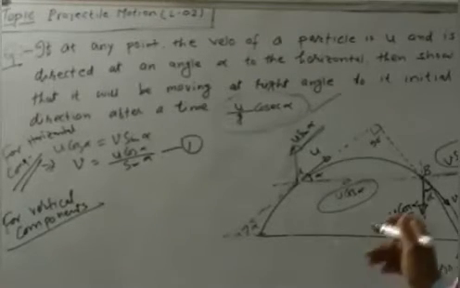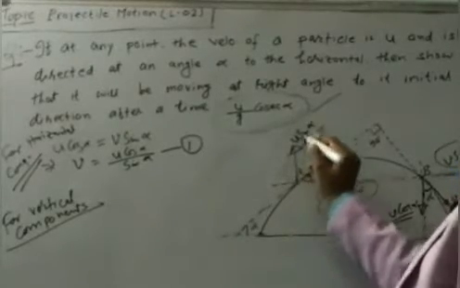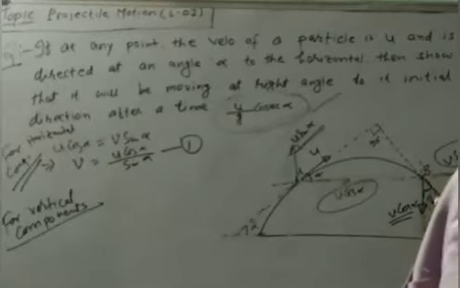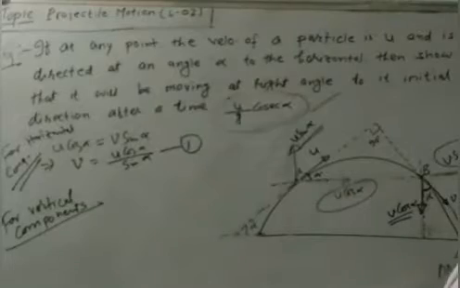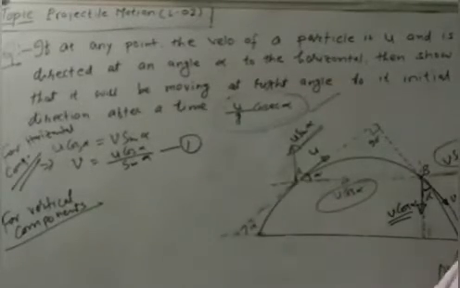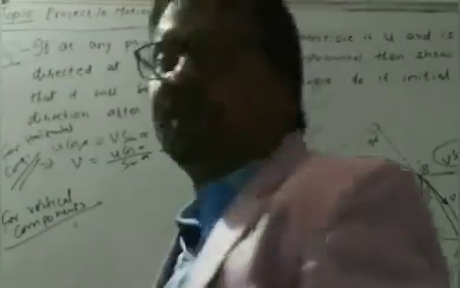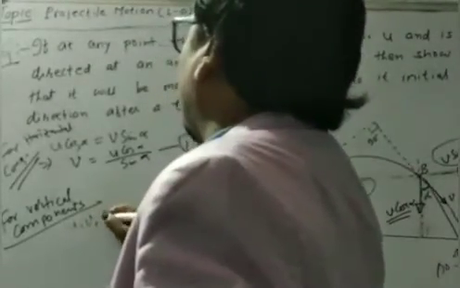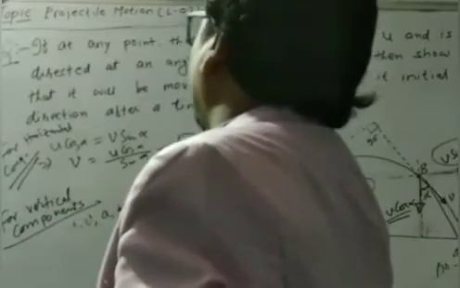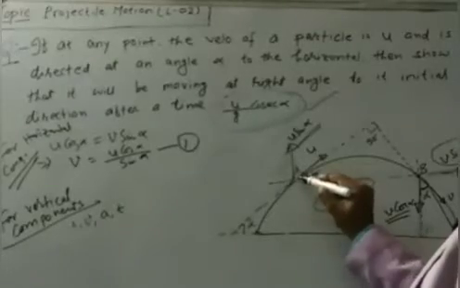Okay, so for vertical motion, you know the initial velocity is u sin alpha, final is v cos alpha, and acceleration is here minus g because going upward. So what you know here, you know initial velocity, you know final velocity, you know acceleration, and you need to find t. T is the time to travel from A to B. So this is t.